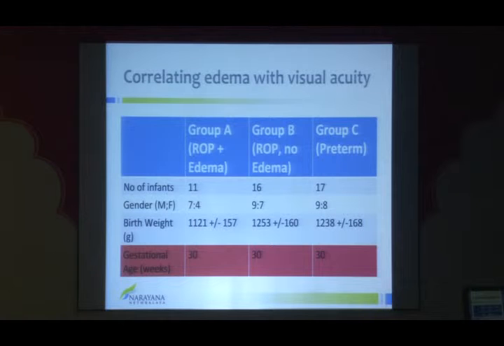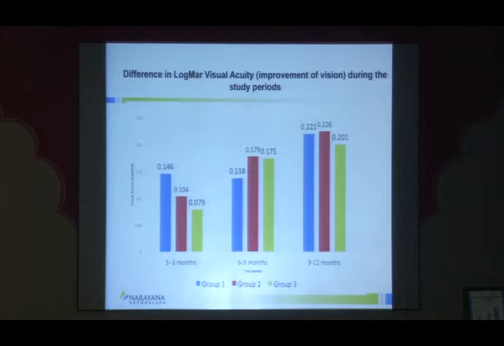So what we did is we followed up these babies. We looked at age-matched controls, a group that had ROP but no edema, and then preterm babies who had no edema or no ROP. And we found that the babies with edema definitely had poorer vision even at the end of 1 year, despite it being a very transient edema of about 8 to 10 weeks. This means that at a critical time of fovealization, some transient anatomical changes can influence vision. What's even more interesting is that we found that these babies with transient edema had more hyperopia at the end of 1 year.